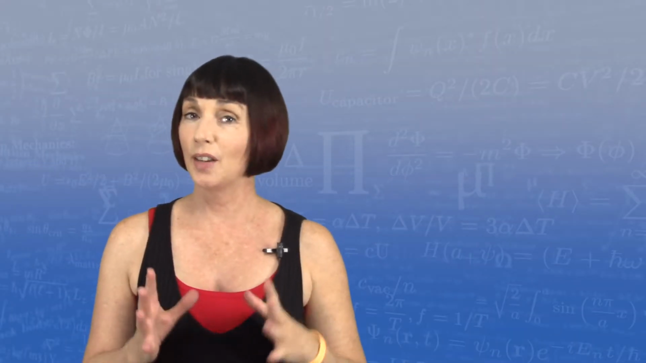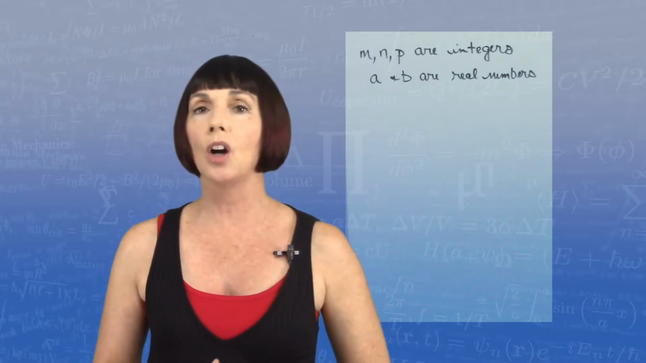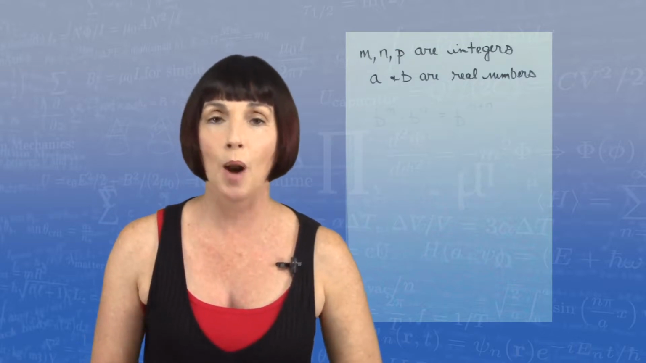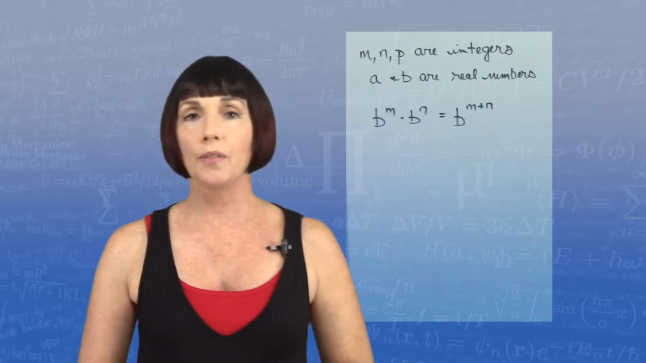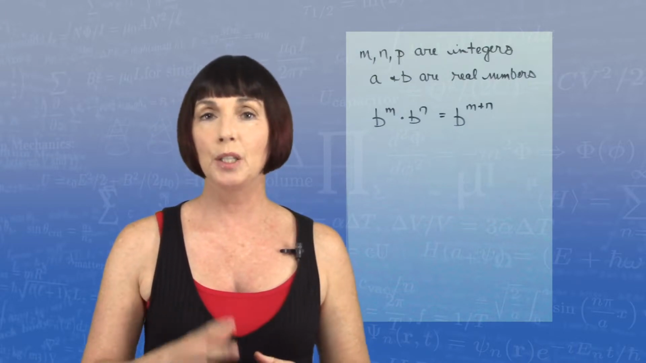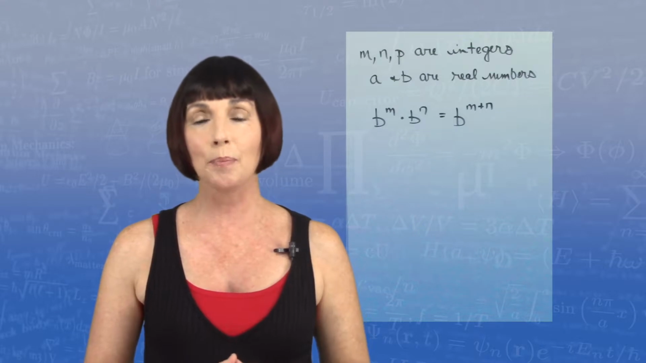Okay, now that we have our definitions out of the way, let's look at some properties of exponents. For these properties, it is important to note that m, n, and p are integers, and a and b are real numbers. So here's our first property. b to the power of m times b to the power of n is equal to b to the power of m plus n. We can add the exponents up in this case.